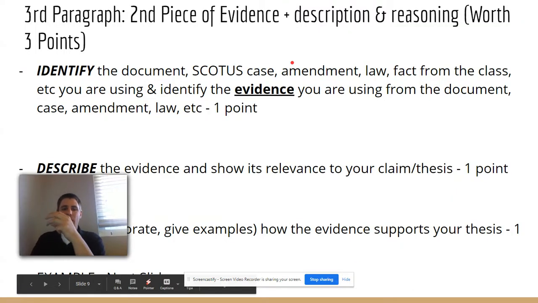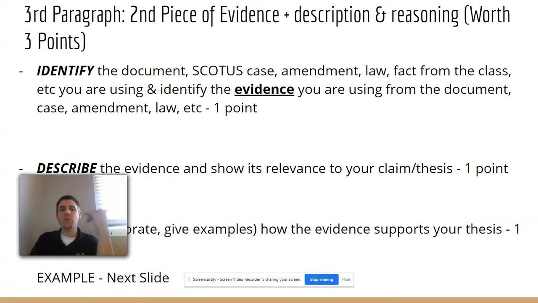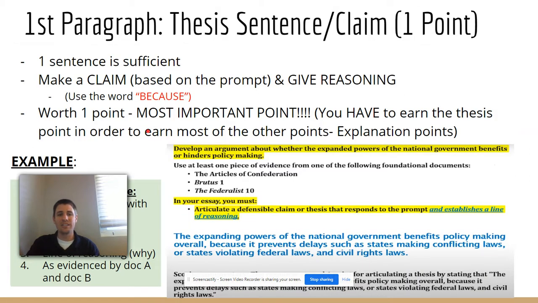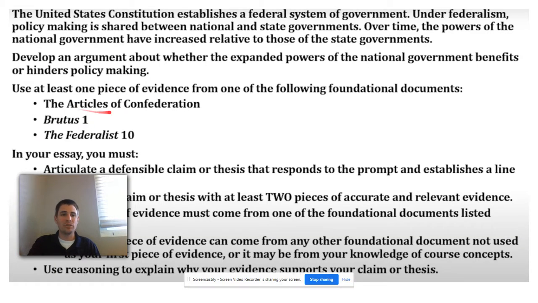Now, your next body paragraph, the second body paragraph, paragraph 3 for you, you're redoing that exact same body paragraph with the identify, describe, and explain. But now you got to choose what other document. If you've already used one of the documents from the 3 that were provided, you can use a second from the list, or you can use any other document, any other Supreme Court case, any other example. Say you only want to use the Articles of Confederation, that can be your second body paragraph.